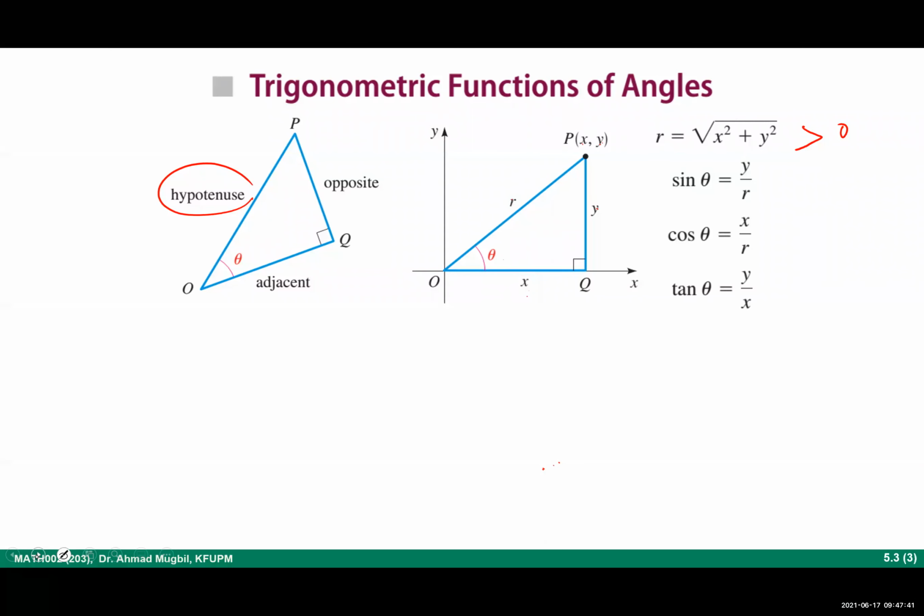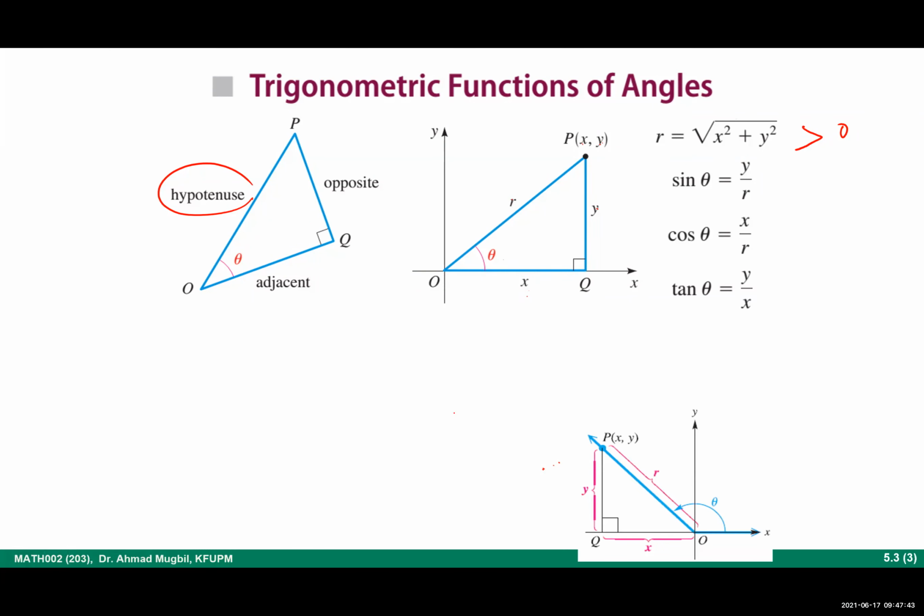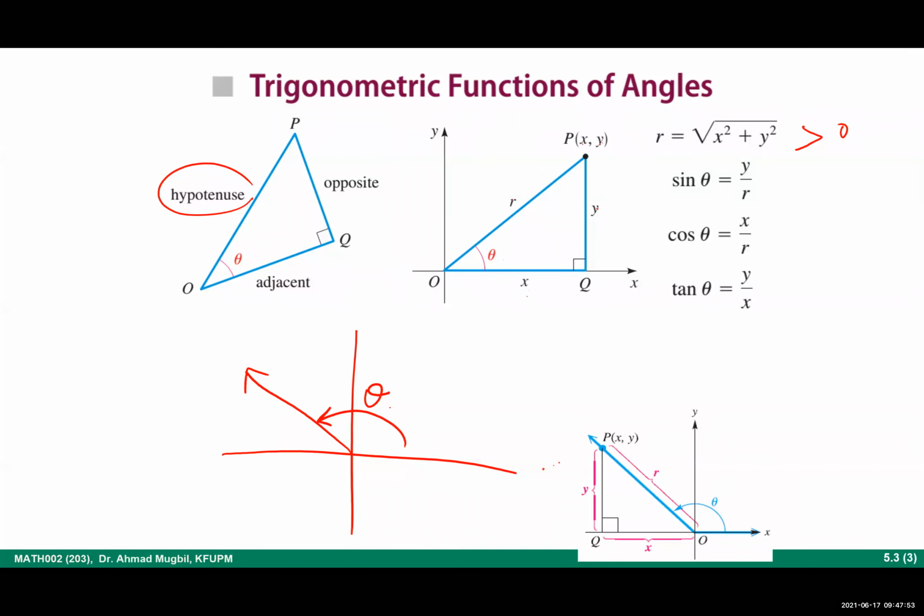But if we have, for instance, an angle like this one in the second quadrant, this angle cannot be drawn inside a right triangle. So in that case, we don't need a triangle. What we will do is take just a point (x, y) on the terminal side of this angle, and calculate the distance from the origin to the point, which will be R.